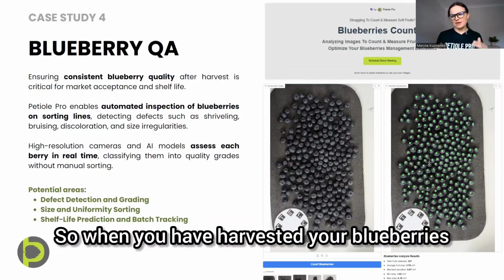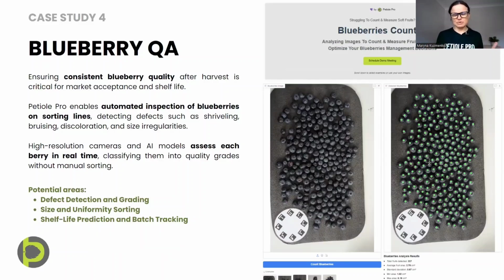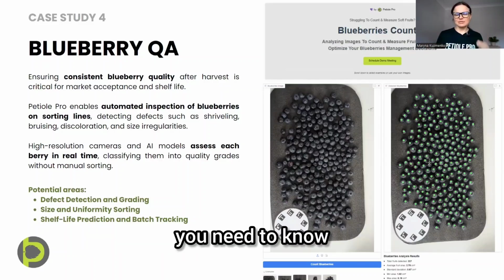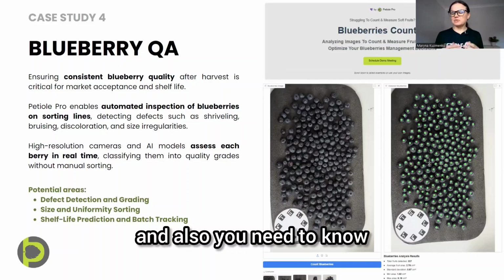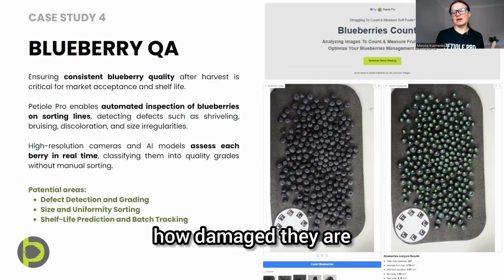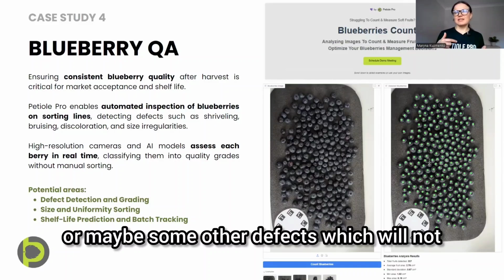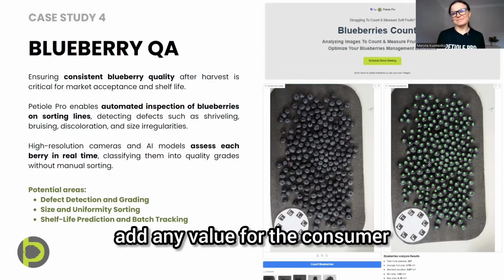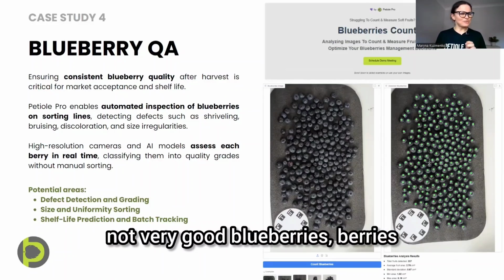So when you have harvested your blueberries and they go to the assessment stage, you need to know the size of the blueberries, you need to know how many of them are still pink, not ripe, and also you need to know how damaged they are. Maybe there is some mold present, or some other defects which will not add any value for the consumer.